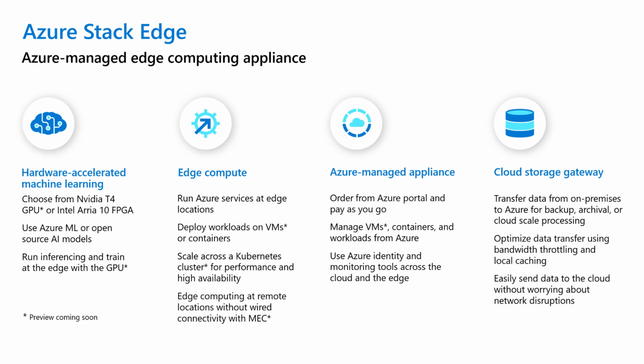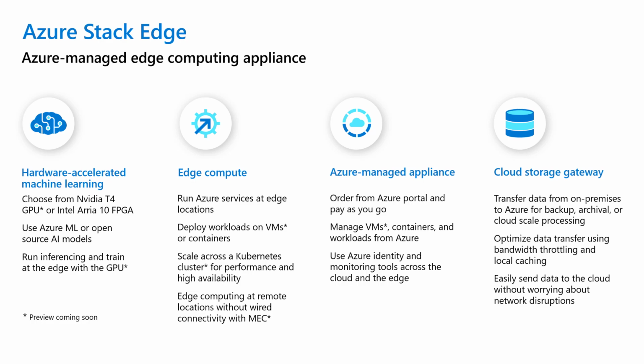When it comes to edge compute, you want to run Azure services at edge locations where there might or might not be a proper data center. So these workloads will be either VMs or containers. And when you want to scale these compute workloads, you'll be scaling them across a Kubernetes cluster for performance and high availability.